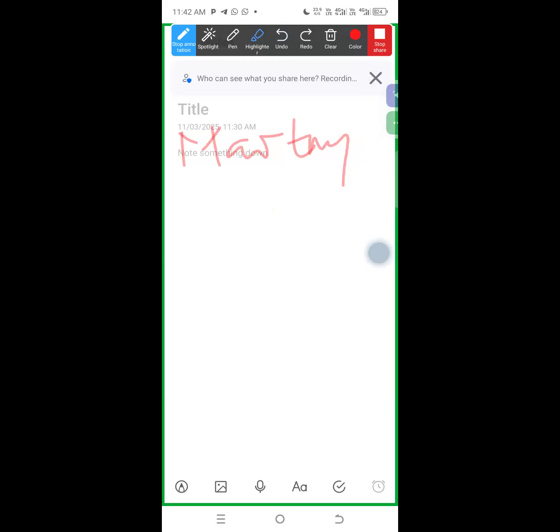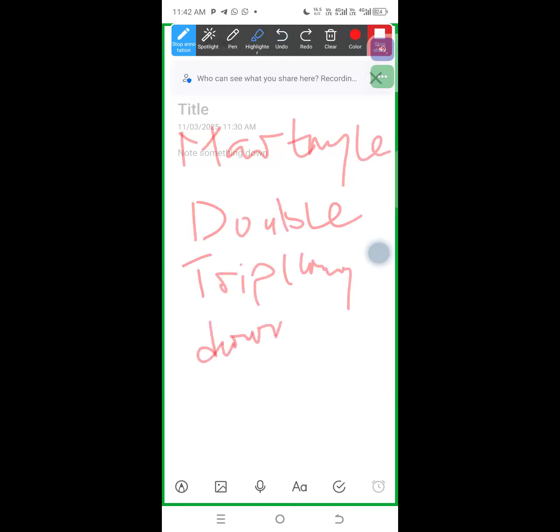So when you talk of martingale in dollar cost averaging, the idea of martingale is simple. It's about doubling and tripling down the costs of an asset.